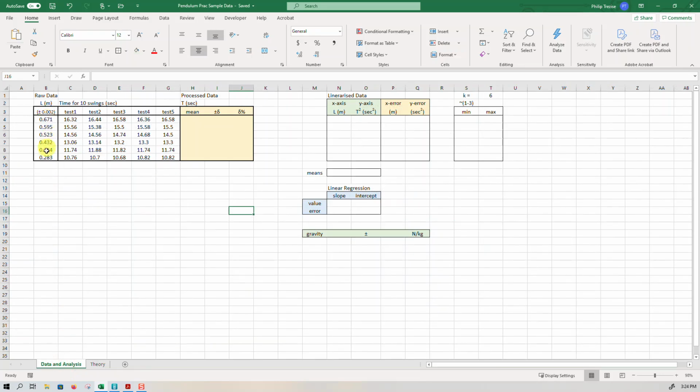So here are my lengths. I think that these were give or take about 2 millimeters. It's a little bit awkward to measure them, so I'm being a bit cautious there. Here were the times for 10 swings, and I did 5 repetitions.